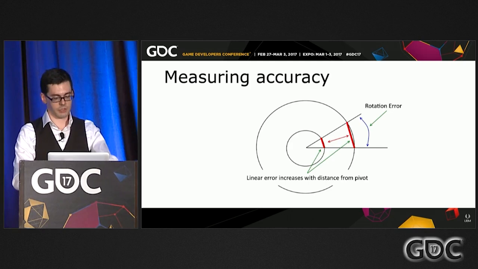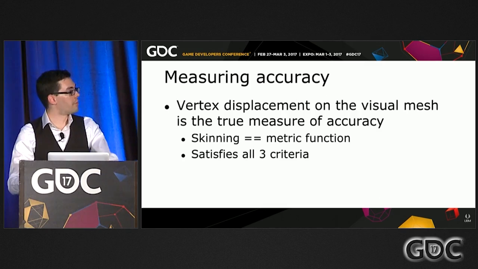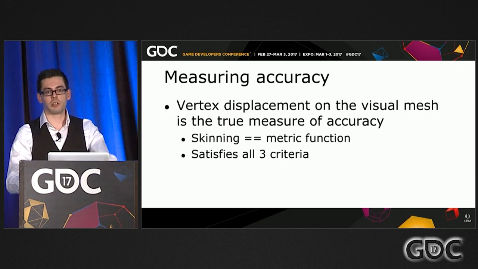And we can observe that the vertex displacement on the visual mesh is really the true measure of our accuracy. It's what everybody sees. It makes sense. That's what we should be measuring. And we end up with skinning being essentially our error metric function, and it satisfies, of course, all three criteria that we just talked about.